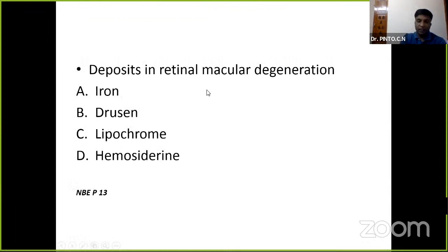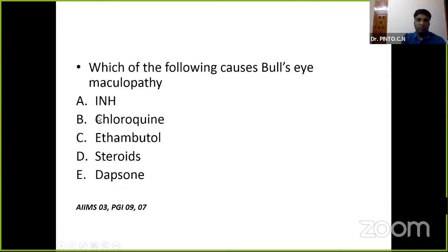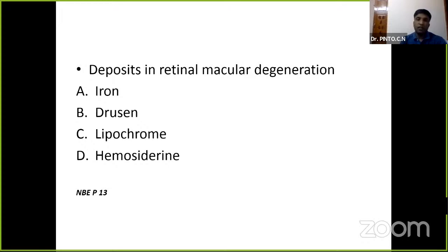Whereas isoniazid and ethambutol are known to cause optic neuritis. Okay. These antitubercular drugs are known to cause optic neuritis. Steroid is known to cause secondary glaucoma and cataract. Dapsone is an antileprotic drug. Deposits in the retinal macular degenerations.